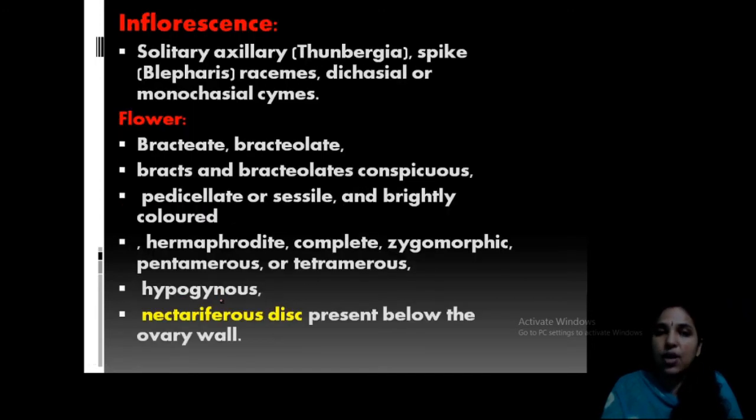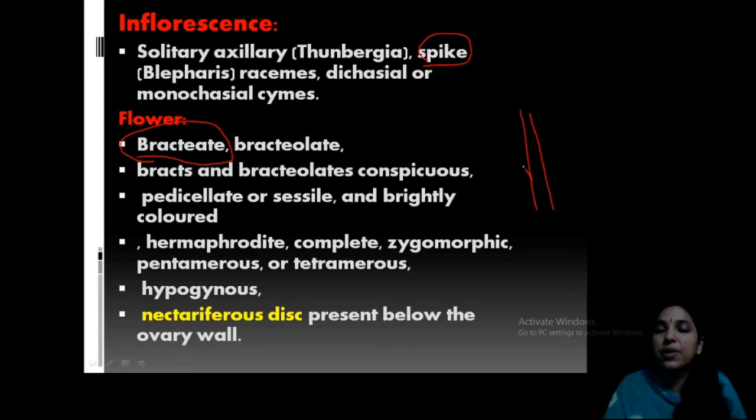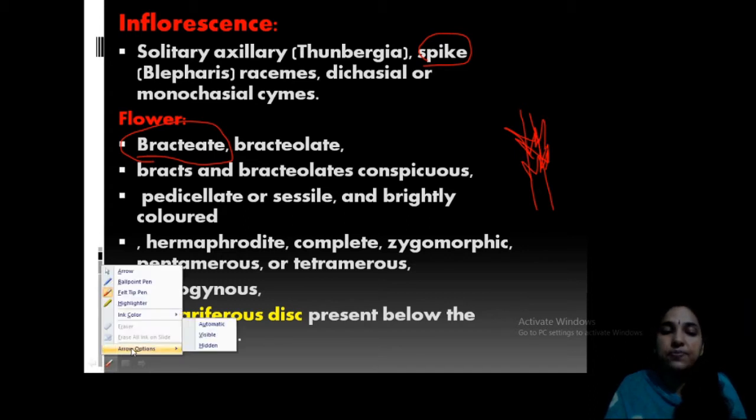Clear? Now, inflorescence is usually solitary axillary, but what is the very peculiar or typical inflorescence of this family? Spike inflorescence. Clear? Racemes or cymes are also present. Another important feature is bracteate flowers. In most of the plants you can see bracteate flowers. If it is a spike inflorescence, you can see a number of bracts here and here and here, and the flower is usually coming from this.